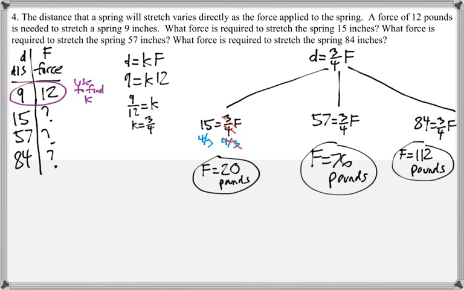So again, this equation relates the distance and the force.